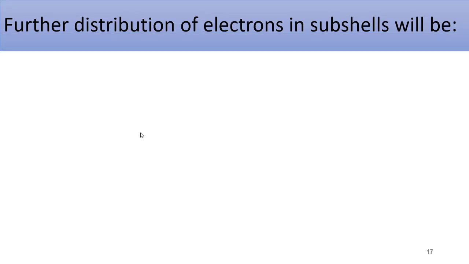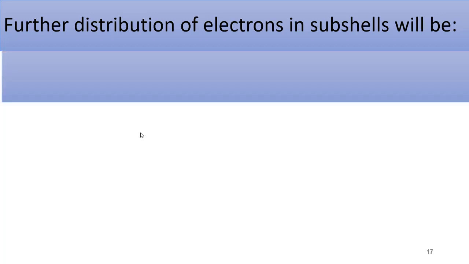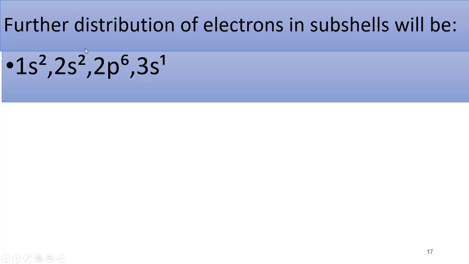Now the further distribution of electron in subshell will be 1s2, 2s2, 2p6 and 3s1. First of all, 1s subshell will be filled. As the maximum capacity of s is 2, then the electron will go in 2s subshell. 2 electron will be added in 2s, and then the electron will go into the 2p subshell, and finally 1 electron will go into 3s subshell.